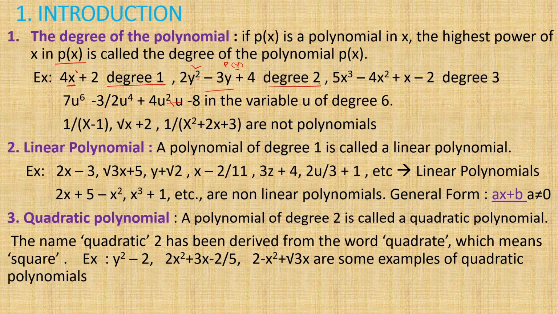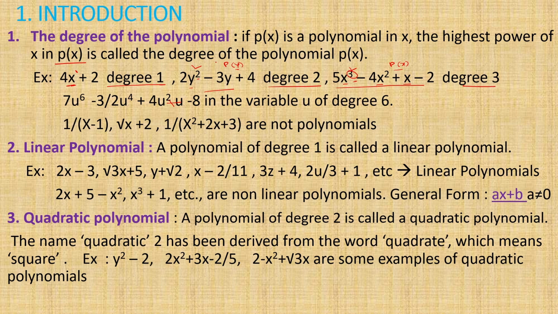Okay. And one more example: 5x cube minus 4x square plus x minus 2. It is a polynomial in x, and the variable is x. Here how many x terms are there? X cube, x square and x, three terms are there. In this, what is the highest power? X cube is the highest power, then x square and x. So what is the degree of this polynomial? This polynomial's degree is 3.